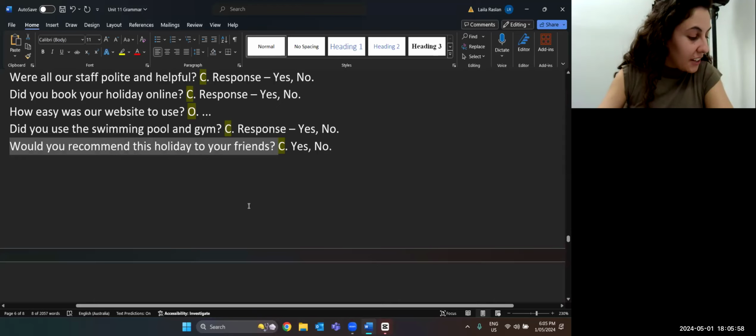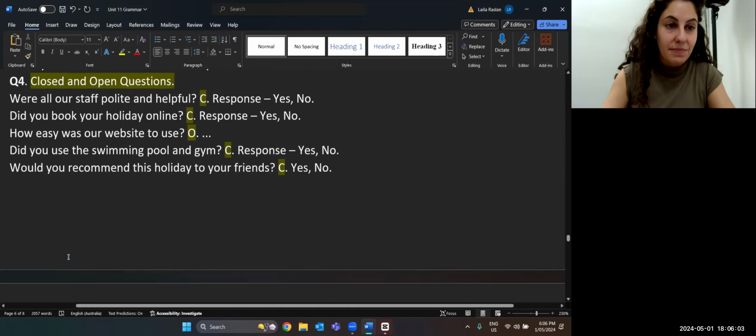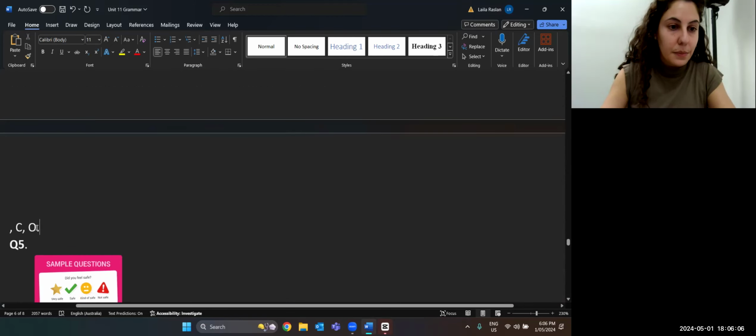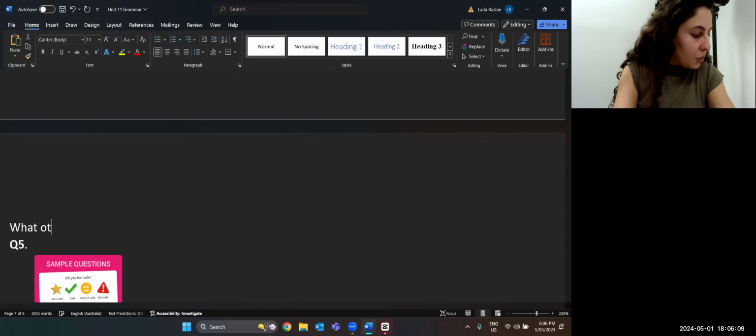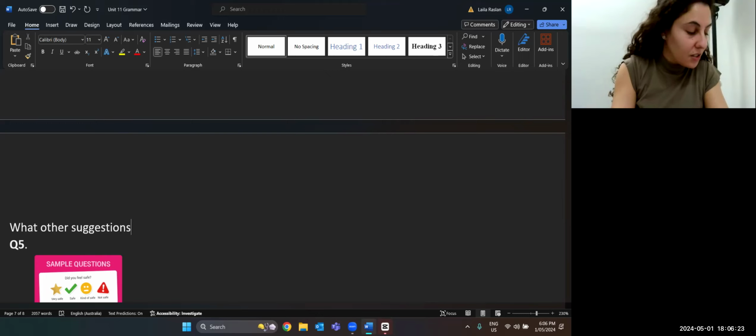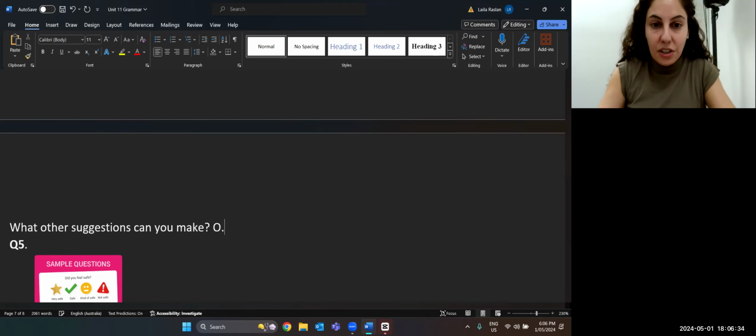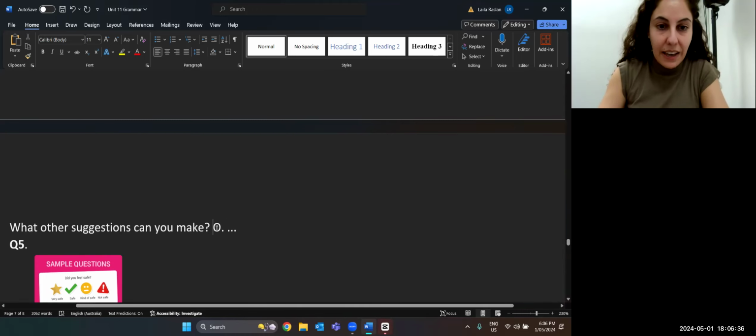What other suggestions can you make so we can improve our service? Is that a closed or open question? So if you remember the last lessons, we looked at suggesting. Suggestion is when we give our idea of what we think. We want to tell someone what we think is good. So what other suggestions can you make? Now, is that an open or a closed question? Open, exactly, because you could give lots of different answers. It's open.